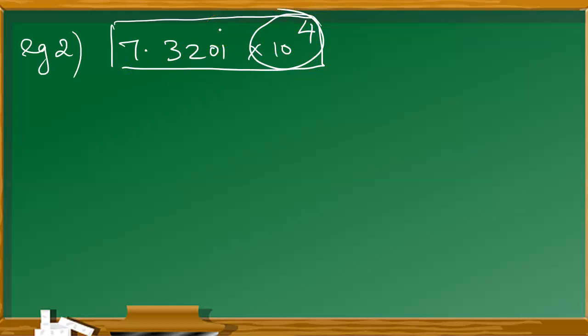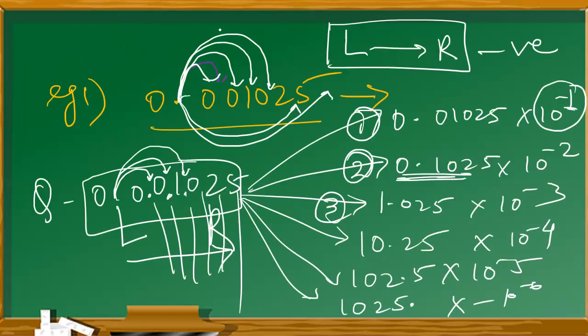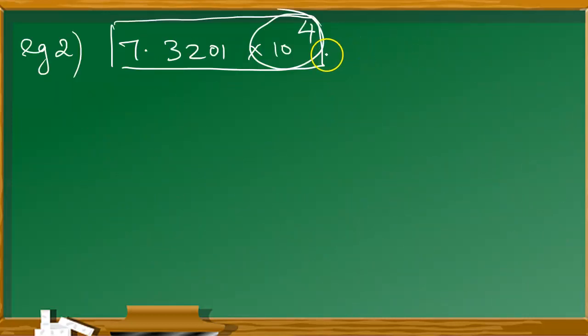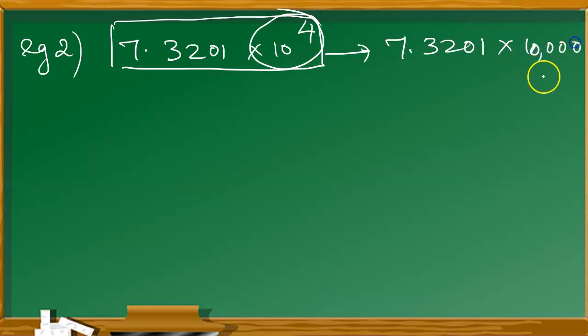Now what can you do to this 10 to the power plus 4? If I go back and show you, I have already shown you that 10 to the power plus 4 means 10,000. That means you multiply this number by 10,000. So this will become 7.3201 into 10,000. Now, multiplying by 10,000 means, don't sit and multiply with a pen and paper. 7.3201 multiplied by 10,000, no, not required. Simply, in simple words, the 10 power calculation says that this decimal will be shifted from one side to another.